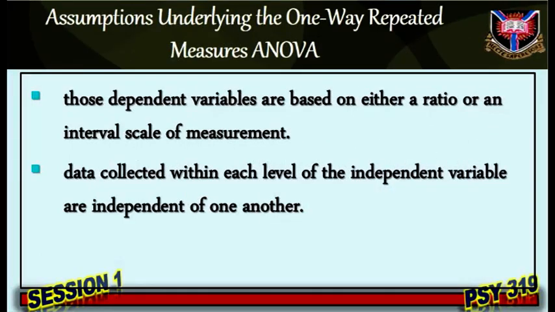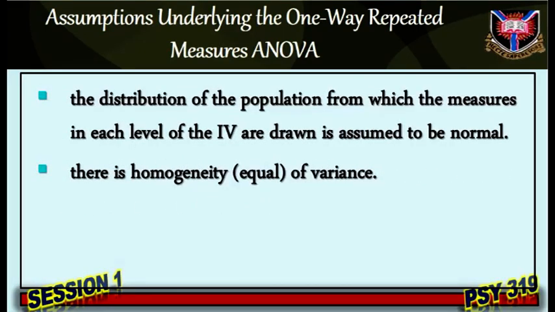The statistical assumptions underlying the one-way repeated measures ANOVA are: A. The dependent variables are based on either a ratio or an interval scale of measurement. B. The data collected within each level of the independent variable are independent of one another. C. The distribution of the population from which the measures in each level of the factor are drawn is assumed to be normal. D. There is homogeneity, equal variance.